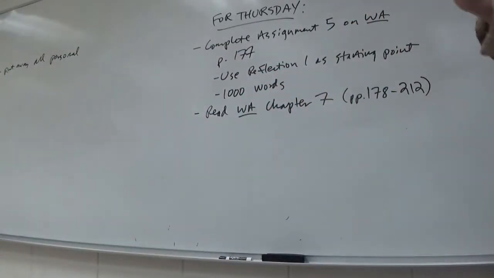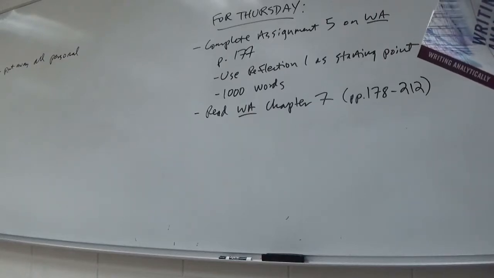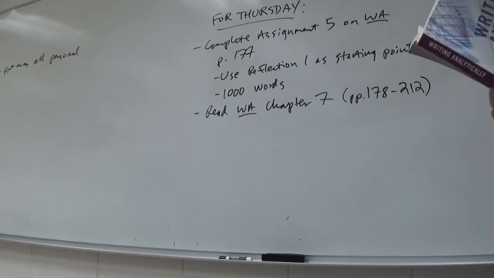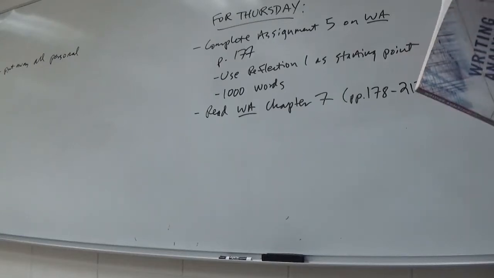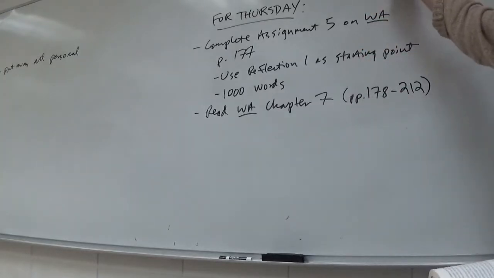Alright, so everybody remembers to complete exploratory reflection one for tonight, right? Now for Thursday, you're going to be completing assignment five on page 177 of Writing Analytically. I just want everybody to turn there quickly so we all know what we're doing. The instructions tell you to write a paper following the template for organizing papers using 10 on 1. You will find that template on page 173. Try to use that as a model, and you're going to be using reflection 1 as your starting point, right?